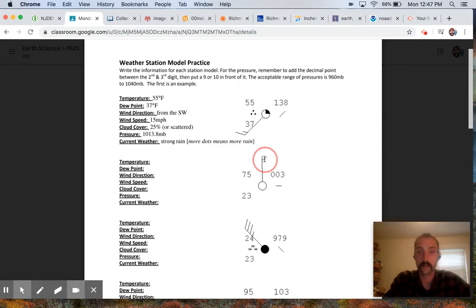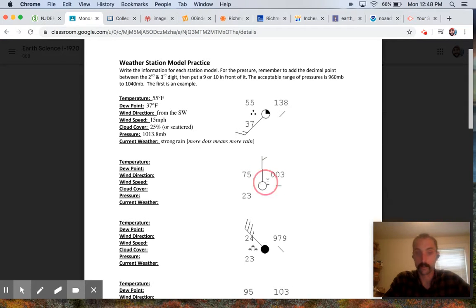Is it a half barb or full barb? Well, use the example as a reference. They've given you 15 miles per hour for wind speed. That means there is one full barb and a half barb. So the full barb again represents 10 miles per hour. The half barb is 5 miles per hour. So down here, we can assume that this line is a half barb. So our wind speed would be 5 miles per hour. The direction would be north.